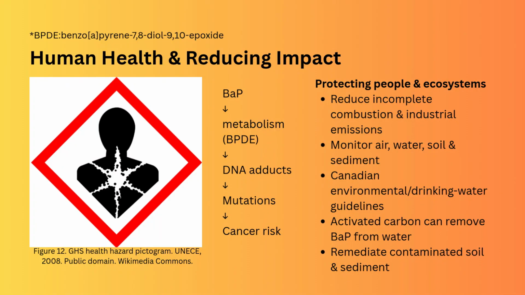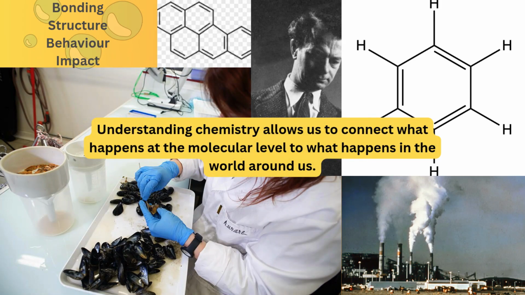Overall, BaP shows why managing a pollutant involves more than knowing that it's toxic. We need to understand where it comes from, where it goes, how organisms are exposed, and what happens once it enters the body. That understanding gives us ways to both prevent new pollution and reduce the effects of contamination that's already there.